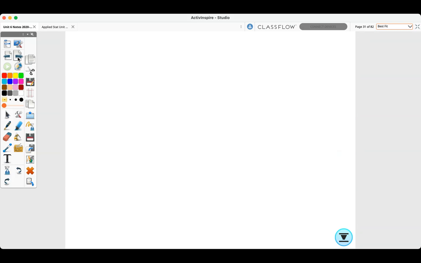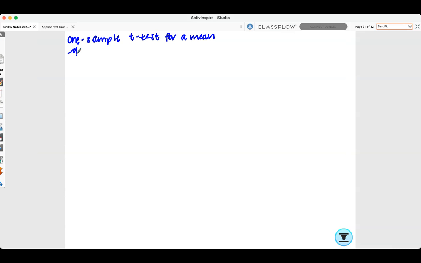So we're going to go through the steps to do this. First, we need to state the name of our hypothesis test, and this is a one-sample t-test for a mean. Then we need to state what mu is. Mu is the mean chirp rate for male crickets.